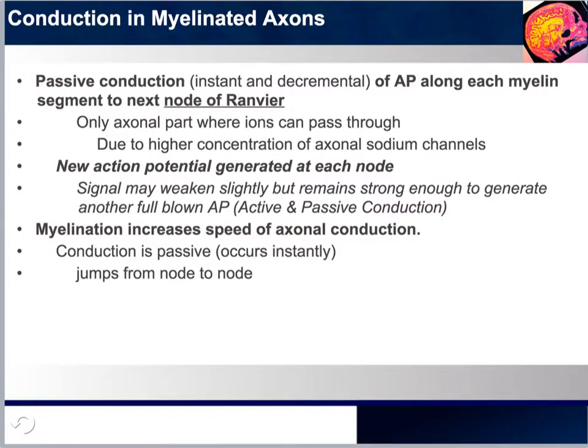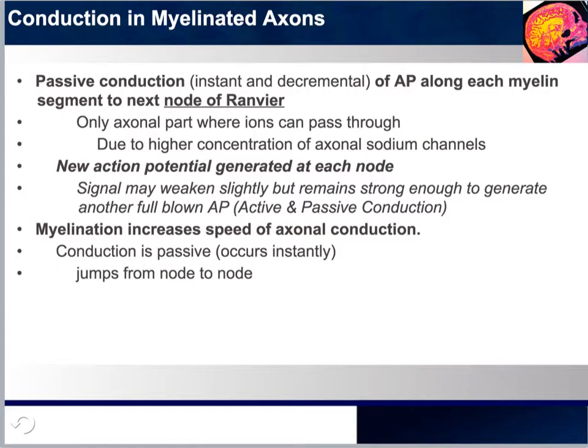Here you have a summary of the conduction of action potentials through myelinated axons. Remember, passive conduction is when there's an instant and decremental generation of the action potential along each myelin segment. Any myelinated pocket is going to have passive conduction next to the node of Ranvier. This is the only axonal part where ions can actually pass through, and this is due to the higher concentration of axonal sodium channels. So we know that in the axon, which also has a membrane, there's a lot more presence of sodium channels.